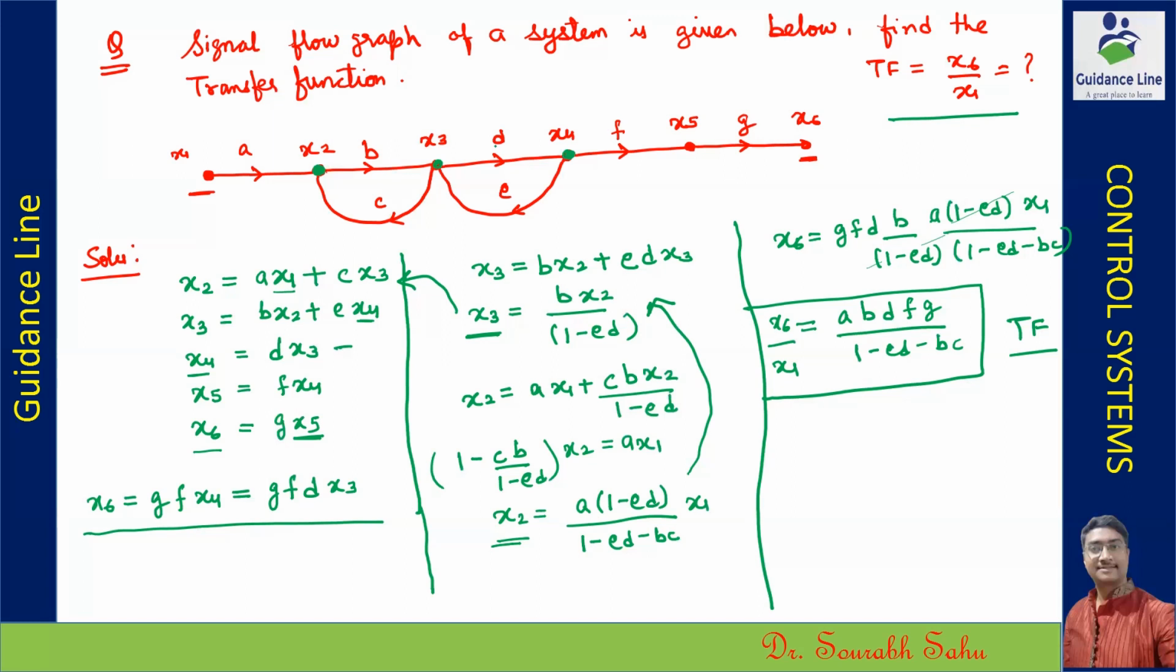So to solve this problem, we have one formula available to find the transfer function, which is called Mason's gain formula.